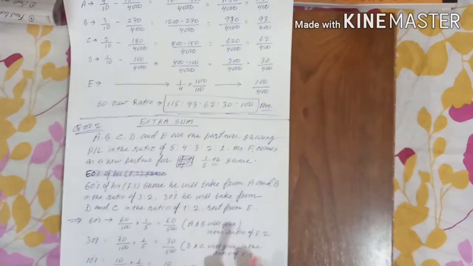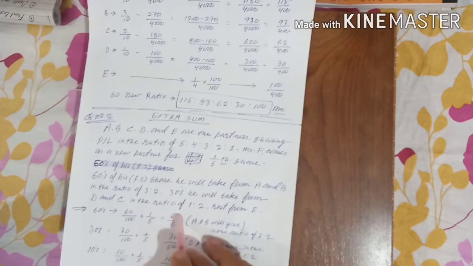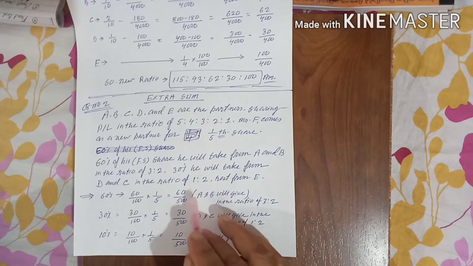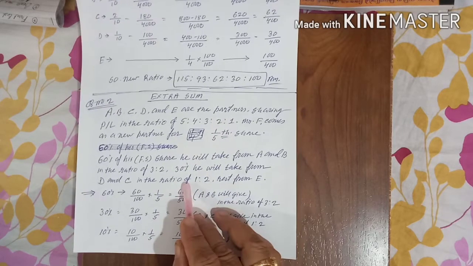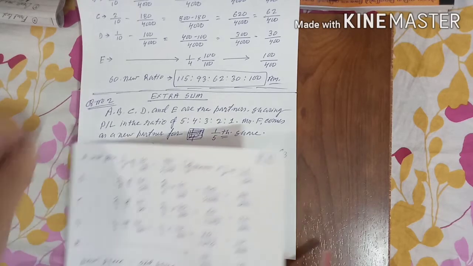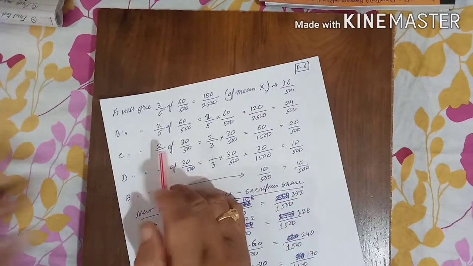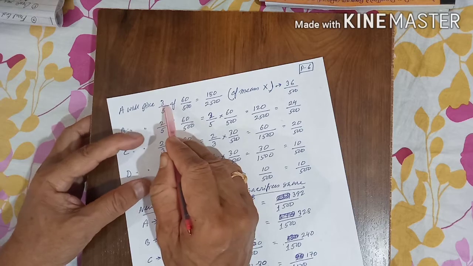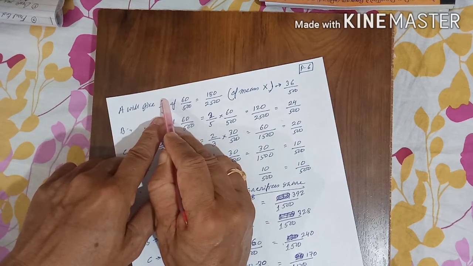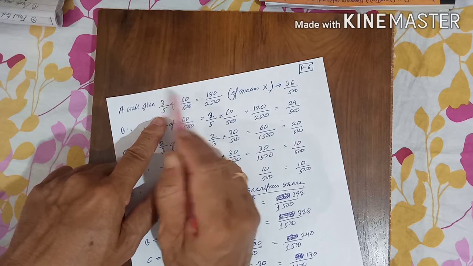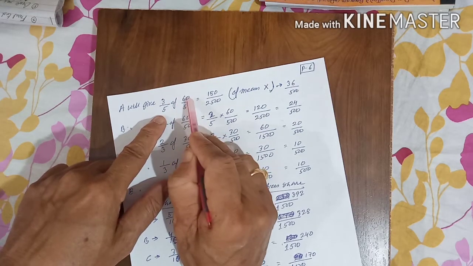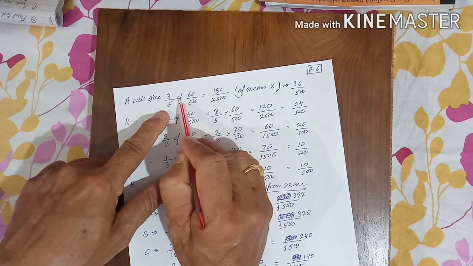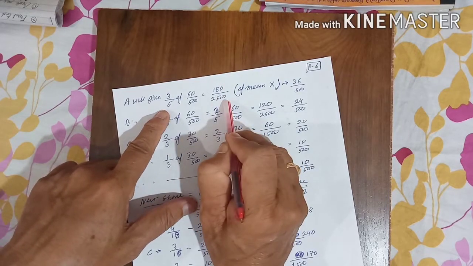Now the question is there. 60% means 60 by 500, but it is not that 60 by 500 A will give and 60 by 500 B will give. Again you have to classify, out of the 60 by 500, how much A will give and how much B will give. A and B will give in the 3:2 ratio. That means out of the 5 parts, 3 parts A will give, of 60 by 500. So 3 by 5 of 60 by 500, Mr. A will give, which is coming 180 by 2500.